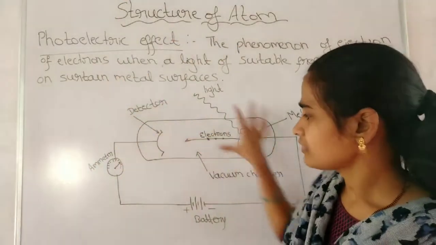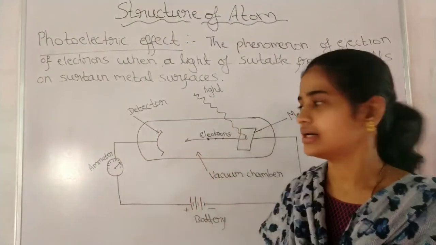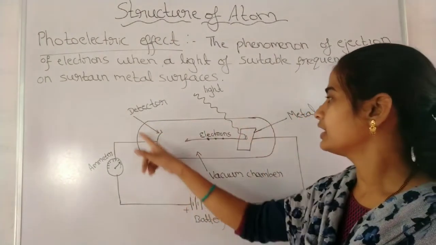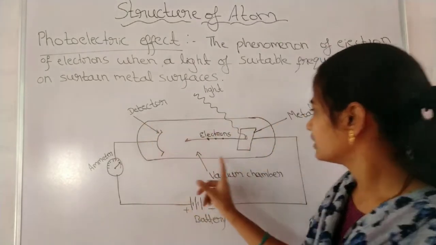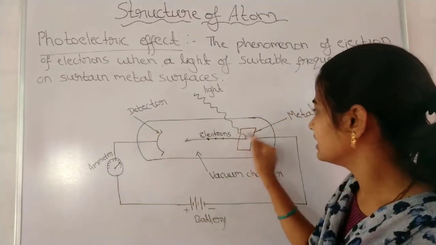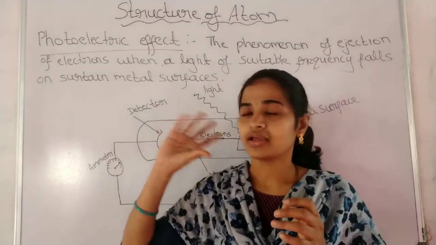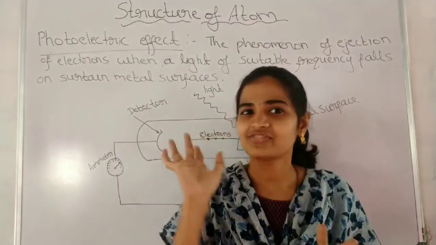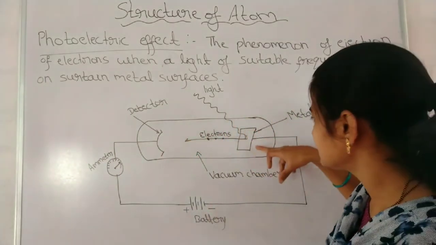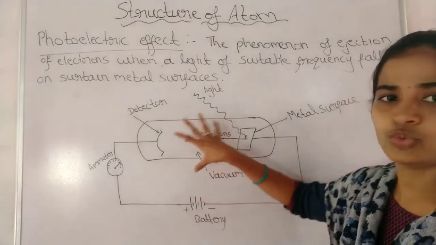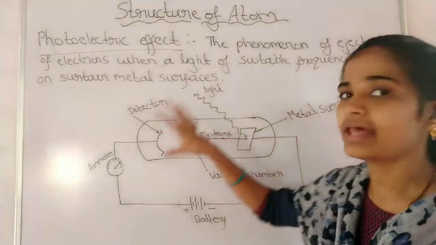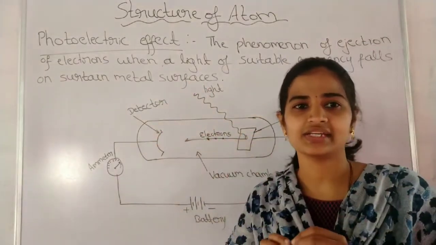Now look at the diagram here. This is the experimental setup. A long elongated tube is taken, which is sealed, and inside it is exactly like a cathode ray discharge tube experiment, which is not in your syllabus now because it is deleted. Inside this tube is a vacuum chamber, where there are no gas particles.